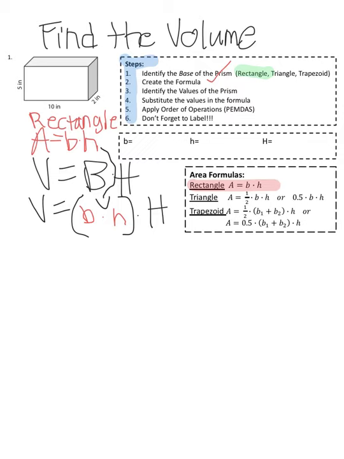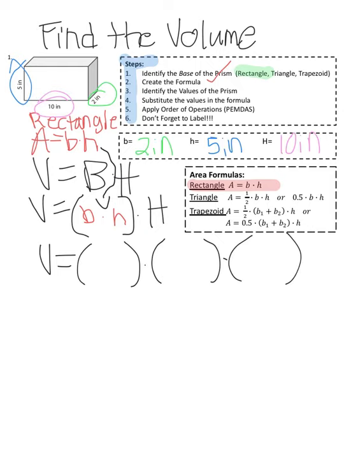We created the formula, and now we're moving on to step 3, which is identify the values of the formula. So remember, we have little b, which is the base of our rectangle. So the base of our rectangle is 2. The height of the rectangle is 5 inches, and the height of the entire prism, remember we're talking about the prism itself, is 10 inches. Alright, so step 3 is done. We identified the values. Now we need to substitute everything in.